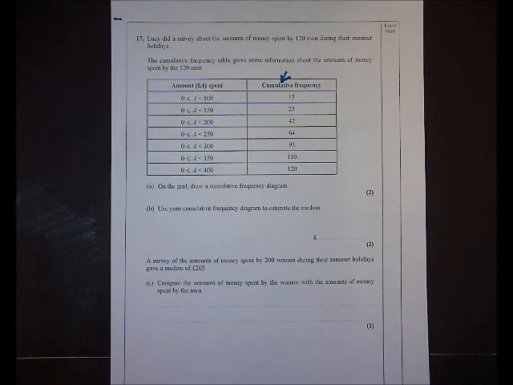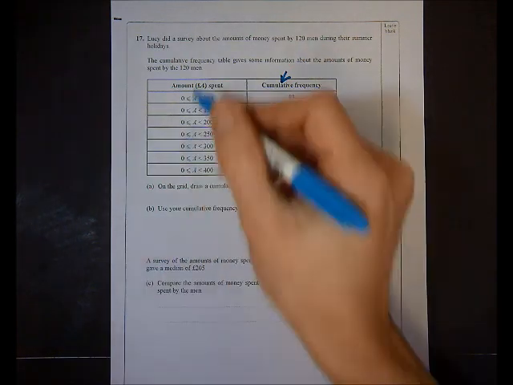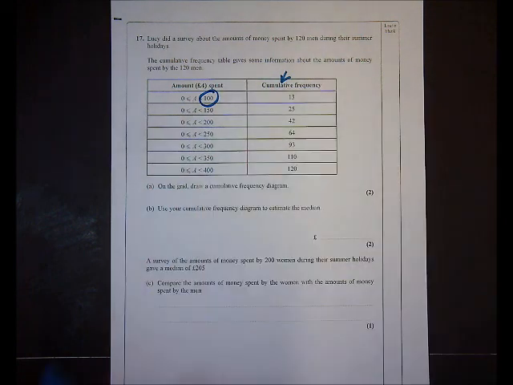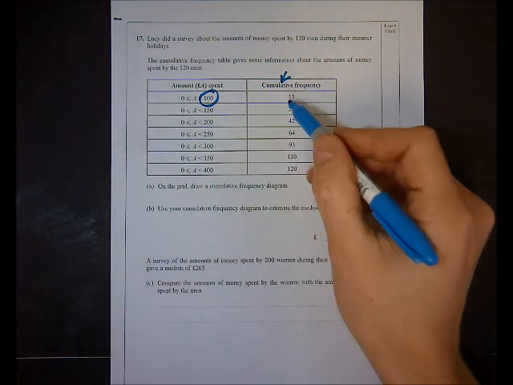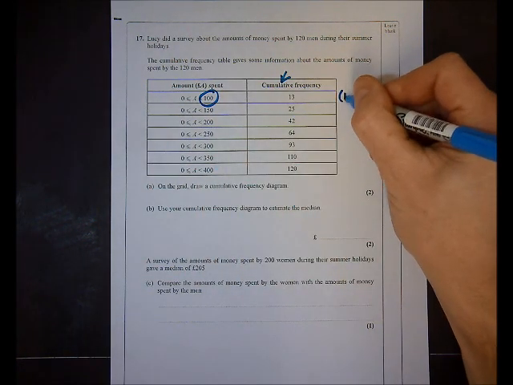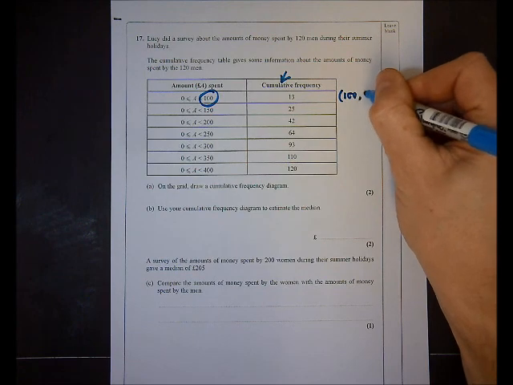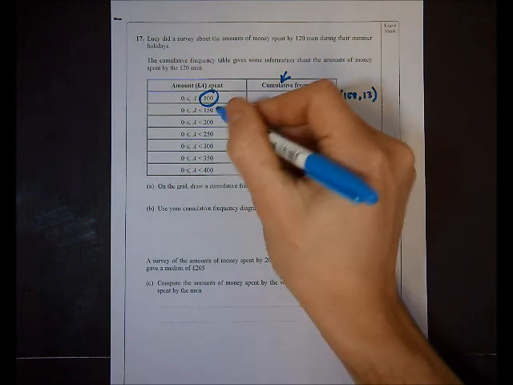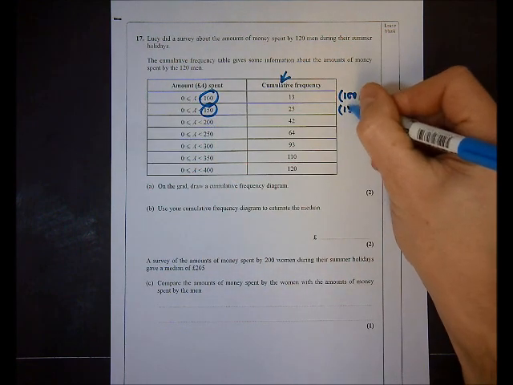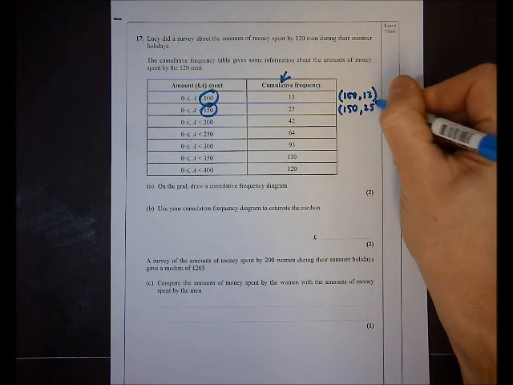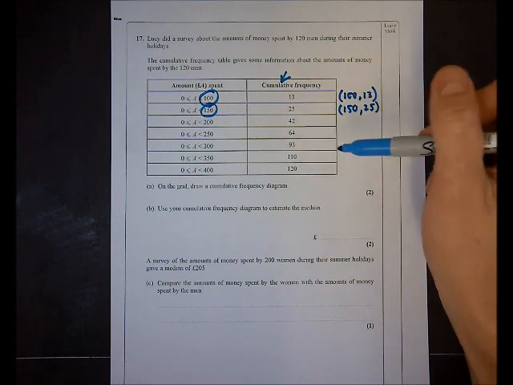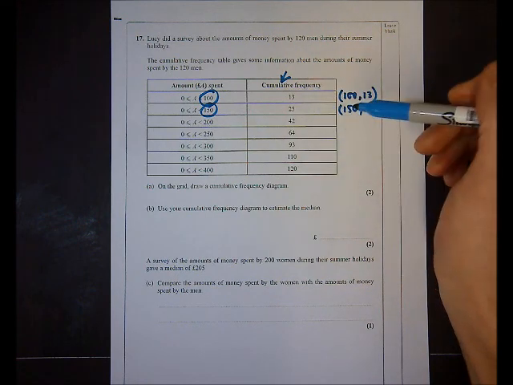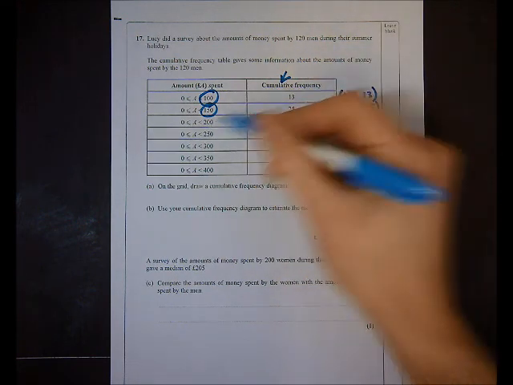So I need to know that when I draw a cumulative frequency curve, I use the upper limit here of the amount spent, and I use this value. So that's going to create a point for me where I go along 100 and up 13 on my cumulative frequency axis. And similarly, this one here is going to be 150, and I'm going to go up to 25. Now sometimes I have to create this cumulative frequency by adding up the frequencies as I go along, but they've already done that for me here. And then so on for the rest of the numbers.